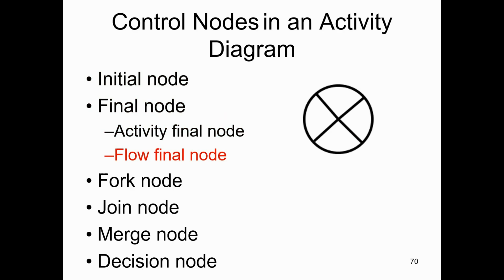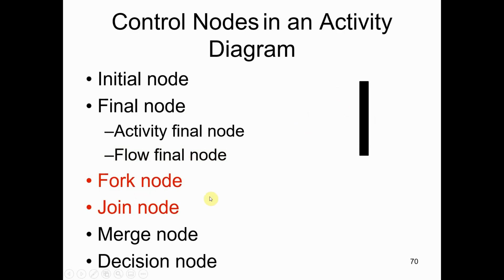In the activity diagram, you will see there are different branches. If one branch goes to the end, we say that a particular flow goes to the end. But the entire activity, if you take different branches, will still go on. So this is not the final of the entire activity, it is just a certain flow going to the end. For that case, we have the flow final node.